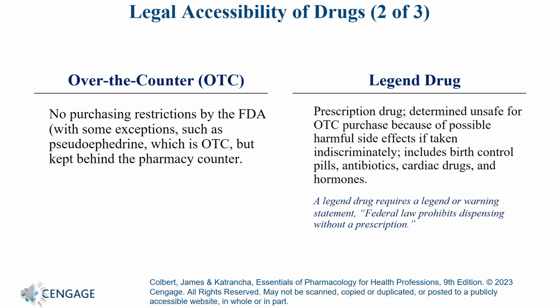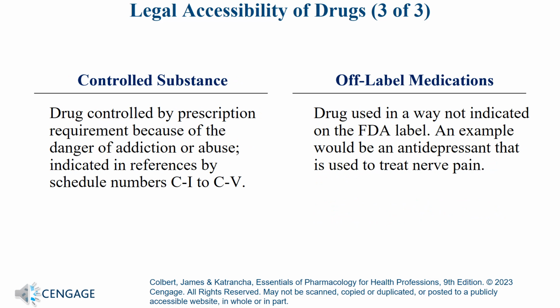A legend drug requires a legend or warning statement. Federal law prohibits dispensing without a prescription warning on its medication bottle. Controlled substance: a drug controlled by prescription requirement because of the danger of addiction or abuse. It is indicated in references by schedule number, which is your C1 to C4, which we've already talked about. An off-label medication is a drug used in a way not indicated on the FDA label. An example would be an antidepressant that is used to treat nerve pain.